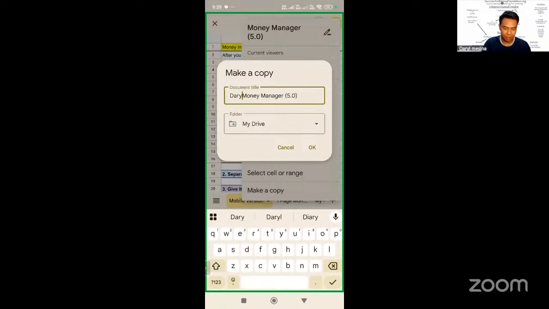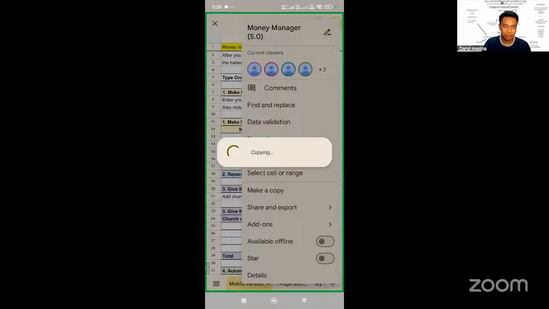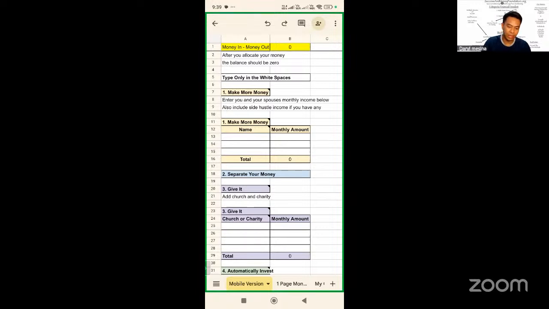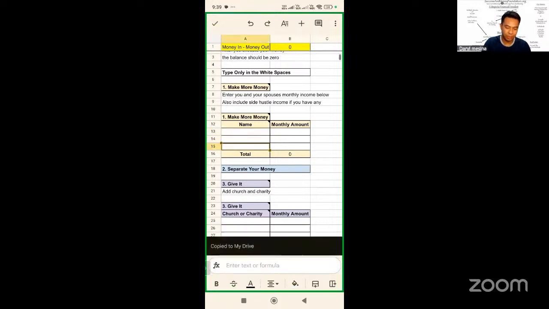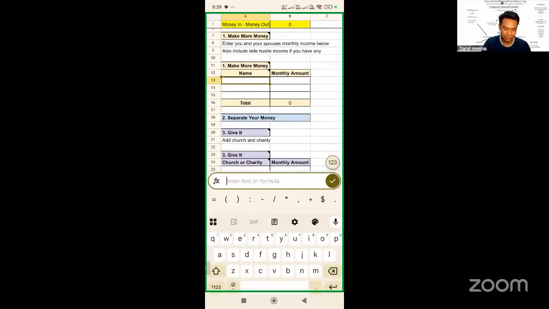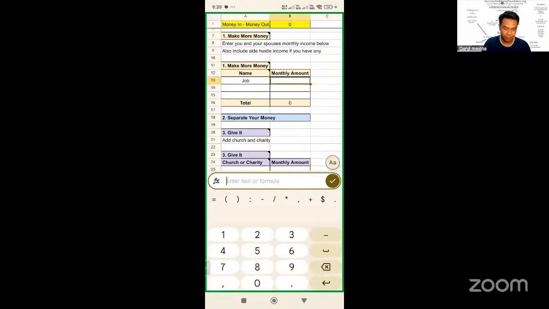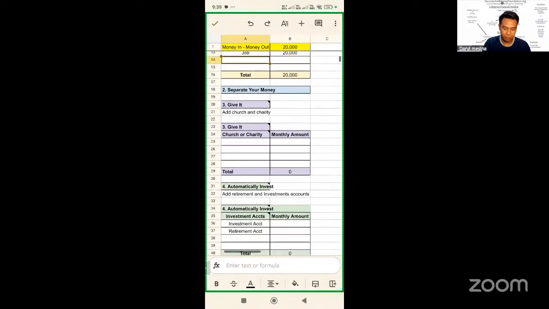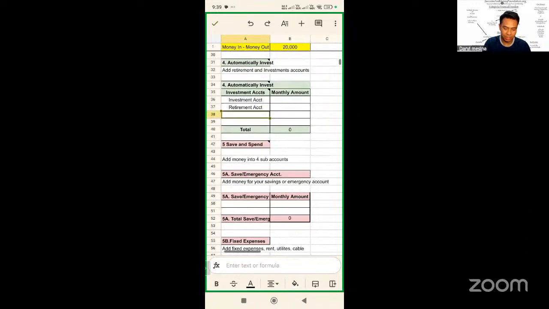Say I'm going to rename it: Daryl Messina Money Manager. I'm going to hit OK. Then it's copying. Once you have your own copy, you'll be able to edit all the white spaces here. Say, for example, you make more money. Let's say, for example, my job, 20,000, for example, and so on and so forth until you're able to edit all these spaces here. Okay, so that's how you do it on an Android phone.